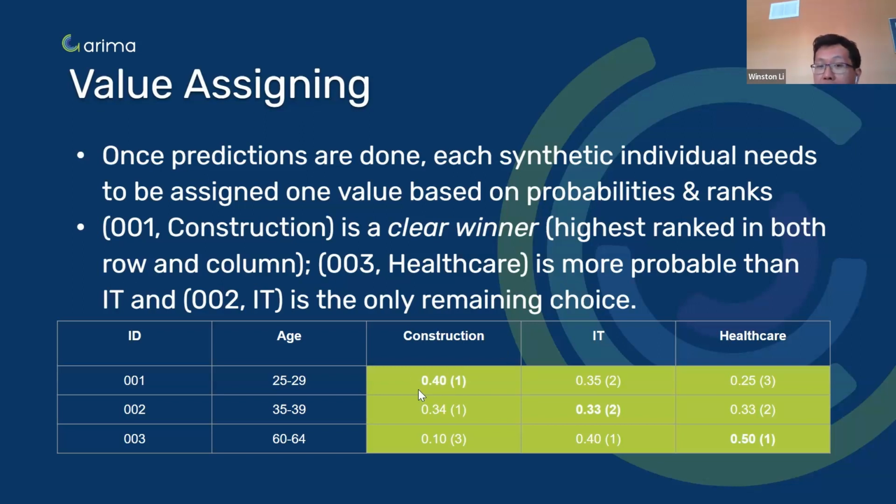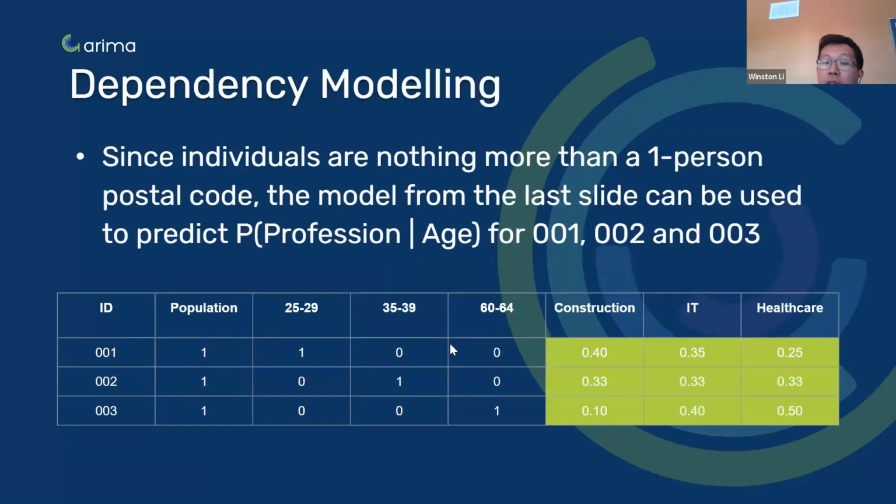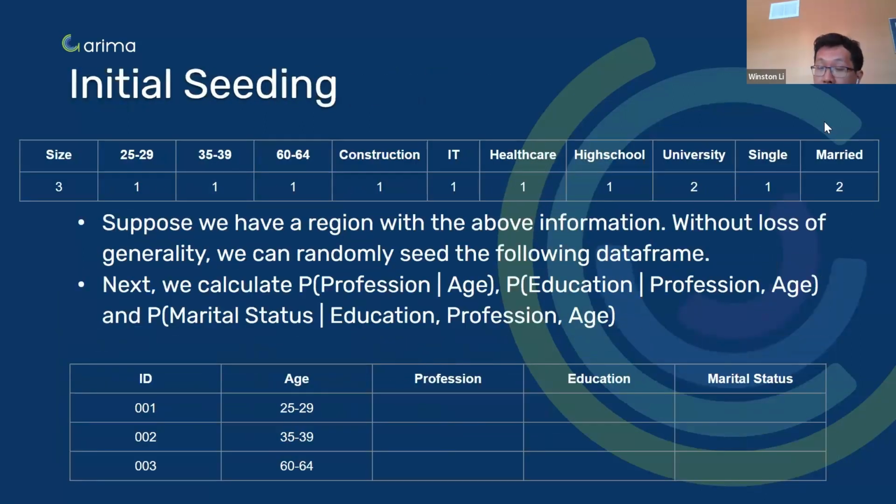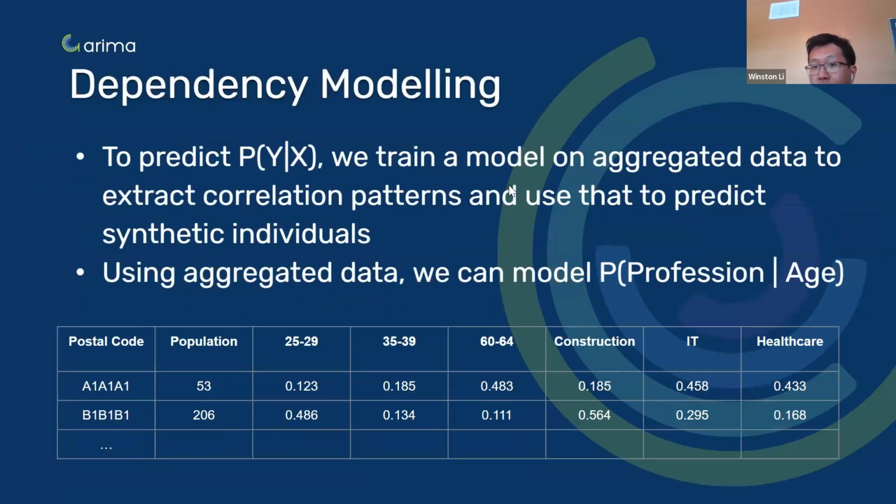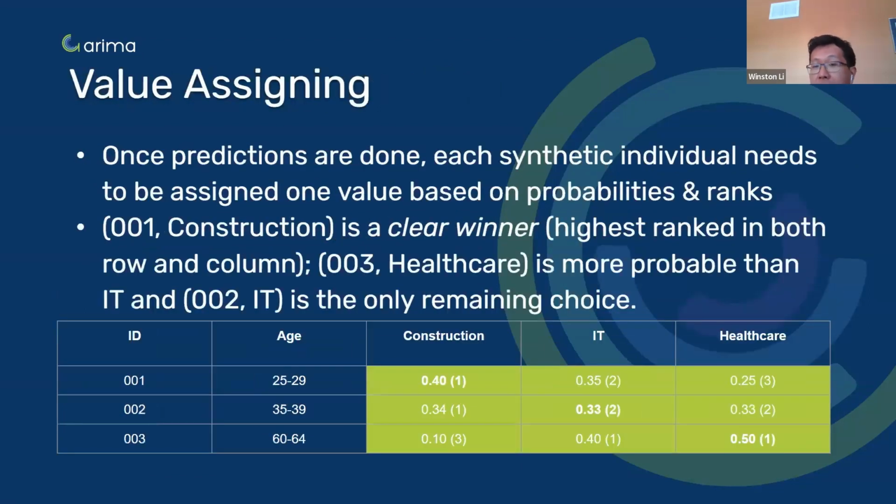So let's say this is your construction worker. Remember, from our census level data before, we know there's only one construction worker in this neighborhood. So the moment that we assign construction worker to this 20 to 25-year-old, this option is no longer available. And basically the rest of the people have to be IT or healthcare. You cannot have a second construction worker in the area because the census tells us there's only one such person.